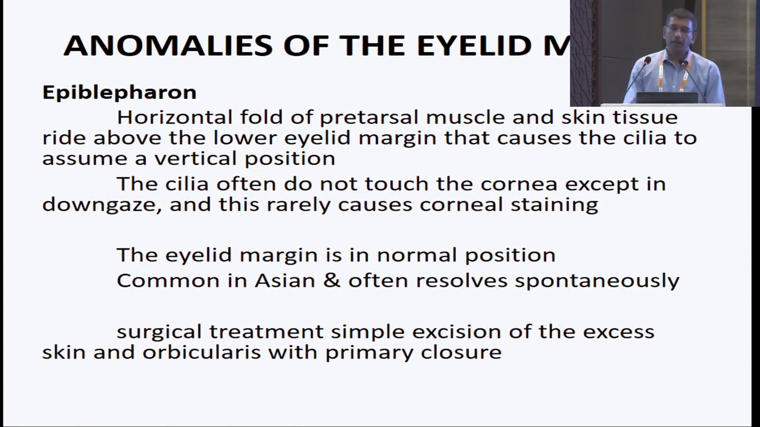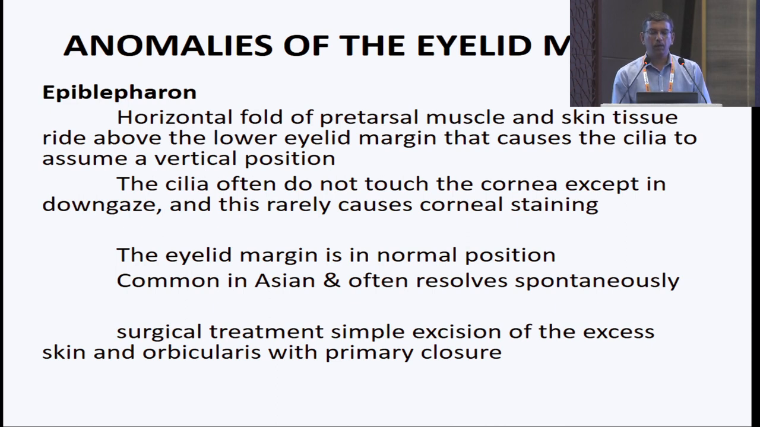Then when you come to the lid margin, the commonest is epiblepharon, which you get in the OPDs, where there is a small fold of skin over the pretarsal muscle. So the lid margin is raised. Many times these patients are not brought for this finding, but generally a chubby child or a child with an antimongoloid slant will have more epiblepharon. The cilia generally do not touch the cornea. They are basically directed vertically. The lid margin is normal, in normal position.